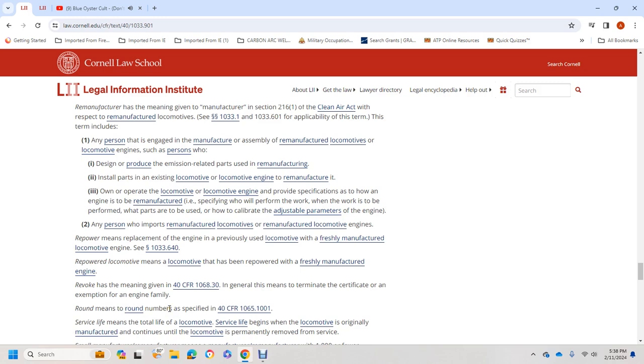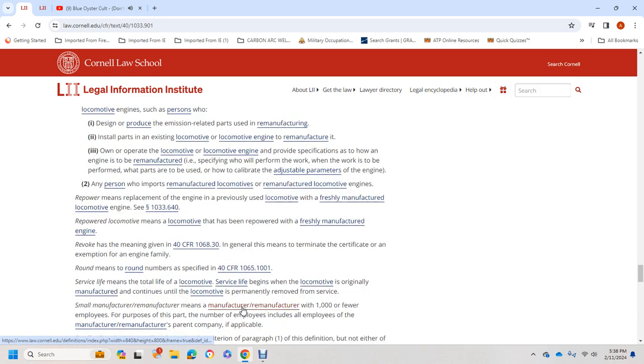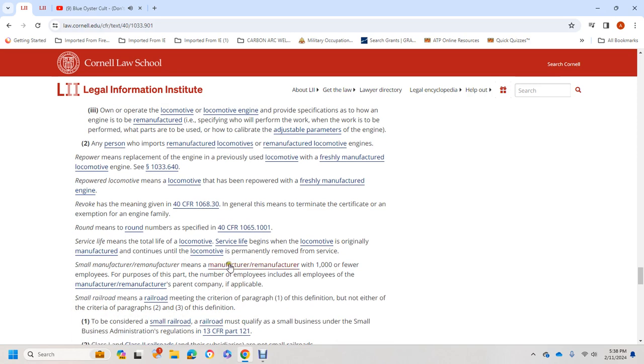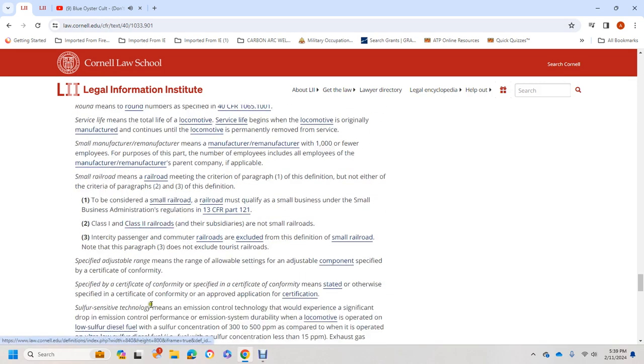Round means to round numbers as specified in Title 40 CFR 1065.1001. Service life means the total period of a locomotive's service, beginning when the locomotive is originally manufactured and continuing until the locomotive is permanently removed from service. Small manufacturer means a manufacturer with fewer than 100 employees. For the purpose of the number of employees, include employees of the manufacturer, remanufacturer, and parent company, if applicable. Small railroad means a railroad meeting the criteria in paragraph 1 of this definition, but not either of the criteria in paragraphs 2 and 3.